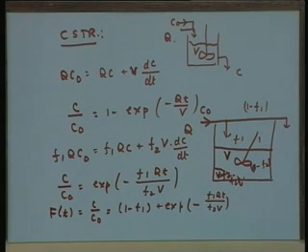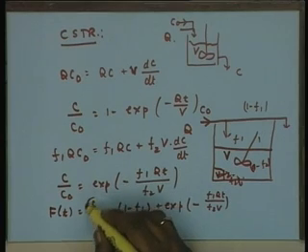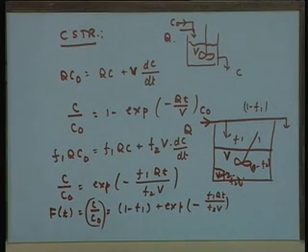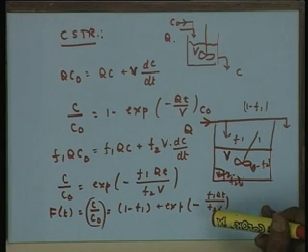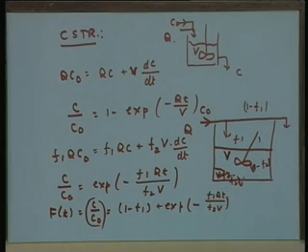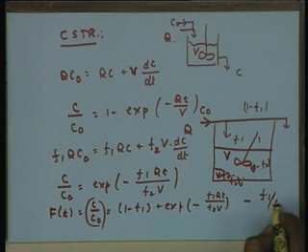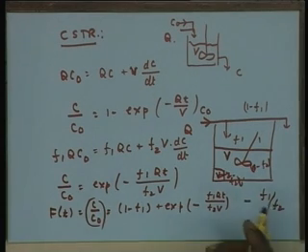Now, if you plot this expression, the distribution C upon C naught, you will get a different kind of profile from which the parameters F1 and F2 can be calculated. If you plot Qt upon V versus C upon C naught, the slope will be minus F1 upon F2, and the intercept will be the ln C upon C naught.